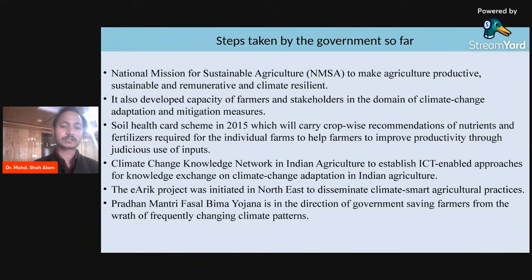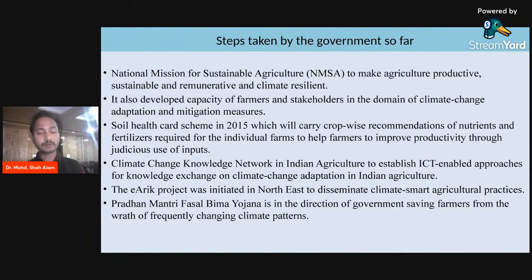Next is the Climate Change Knowledge Network in Indian agriculture, to establish ICT enabled approaches for knowledge exchange on climate change adaptation in Indian agriculture. The next is the ERIC project, which was initiated in the Northeast.